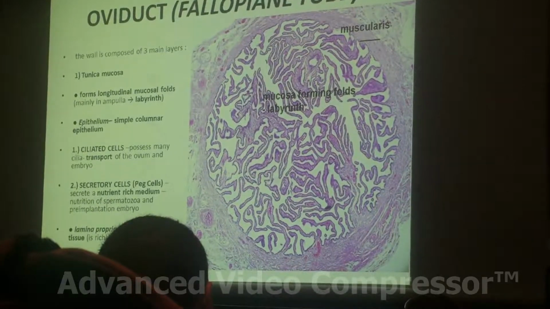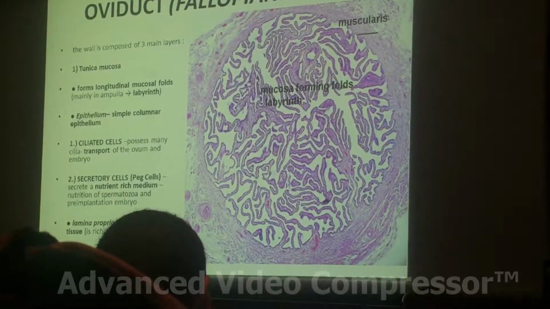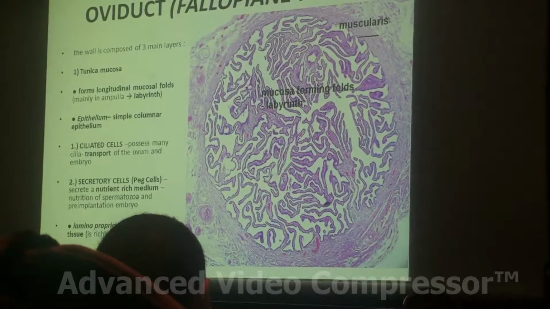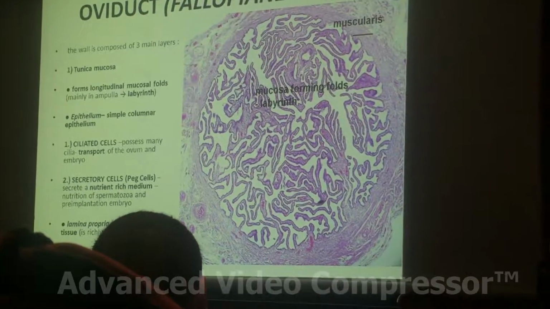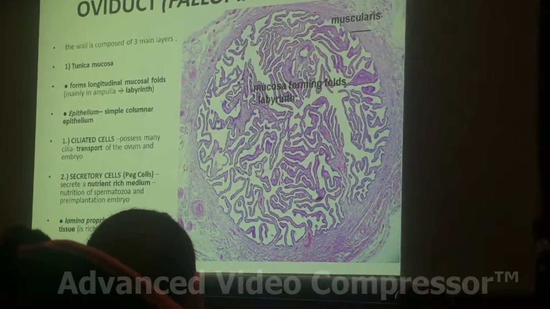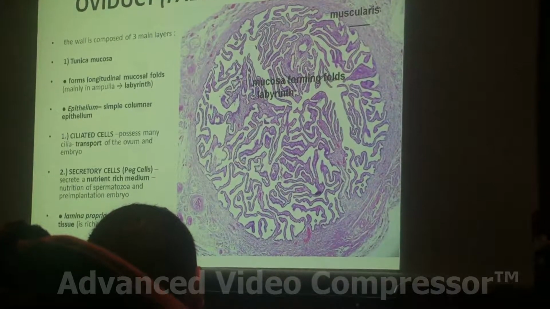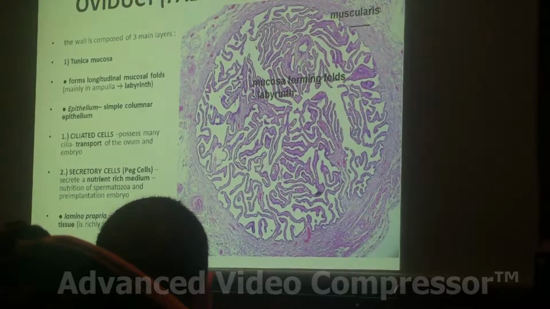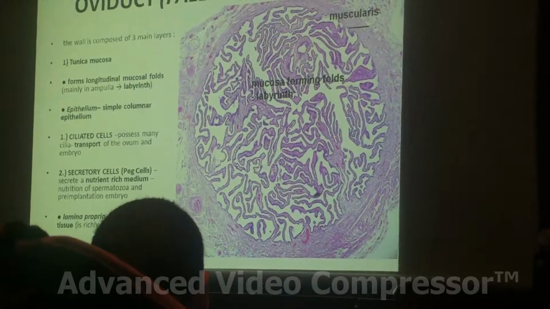Just a minute ago, in the previous lecture, you learned that the whole uterine tube is within the broad ligament, peritoneum. So will the outer layer be serosa or adventitia? Serosa. So there are 3 layers: mucosa, muscularis, and serosa. Let's talk about the mucosa of the uterine tube, the epithelium and lamina propria.